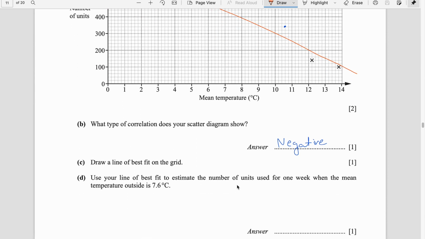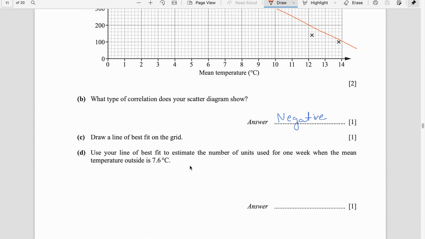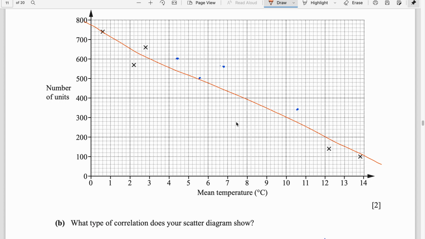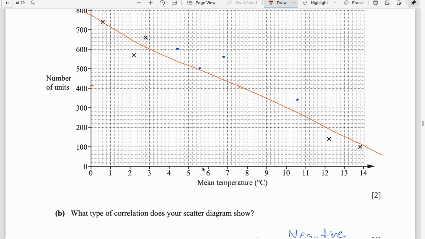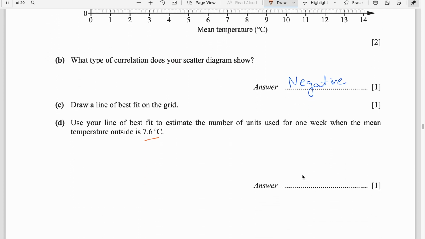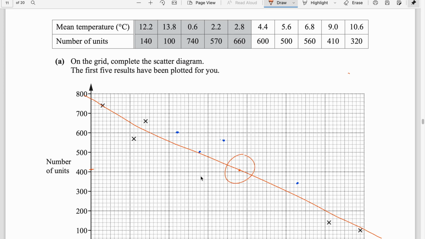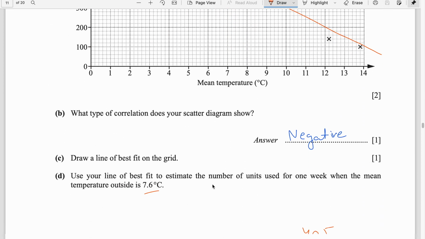Okay. Use your line of best fit to estimate the number of units used for 1 week when the mean temperature outside is 7.6. So at 7.6, I can see that it used 405 units. Read it from your line, whatever answer you get from your line of best fit.